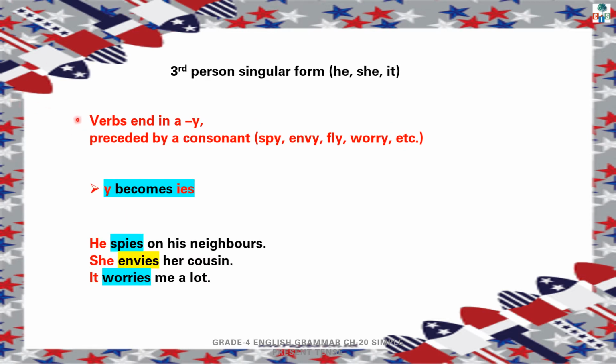Also for the verbs that end in a y preceded by a consonant, for example, spy, envy, fly, worry, etc. Y becomes ies. For example, he spies on his neighbors. She envies her cousin. It worries me a lot.